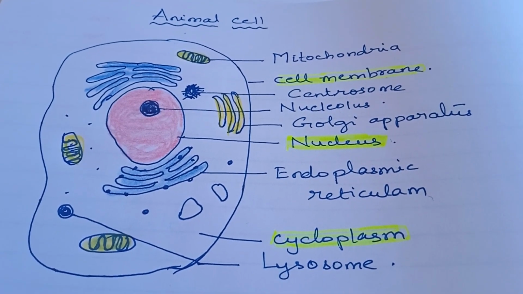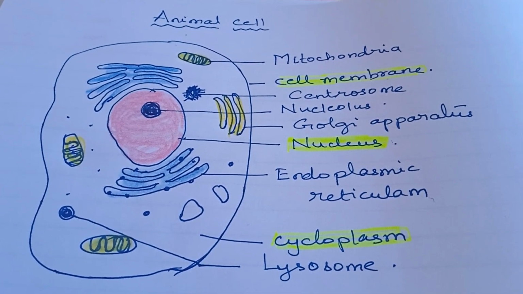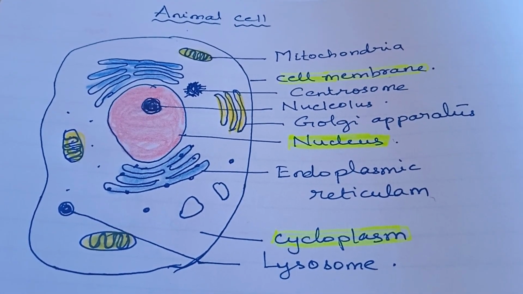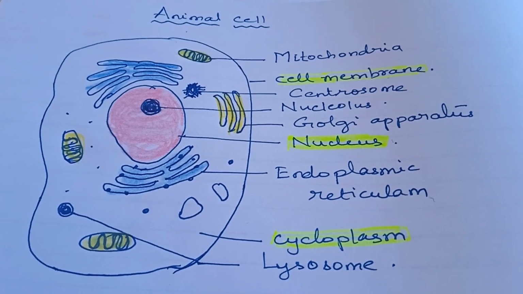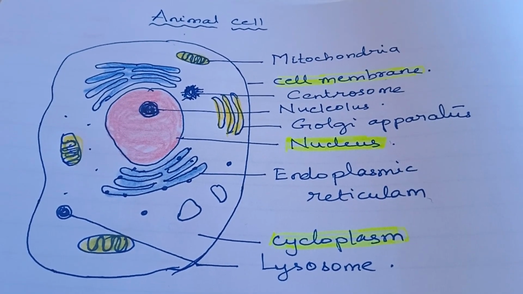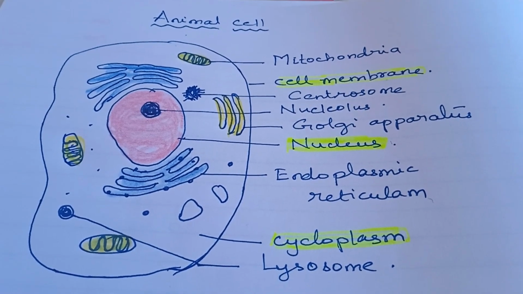Now, the cell membrane is the outer layer of a cell, which is a protective layer, and it is semi-permeable in nature. That is, semi-permeable means it allows only certain things to exit outside, and certain things to be allowed inside.